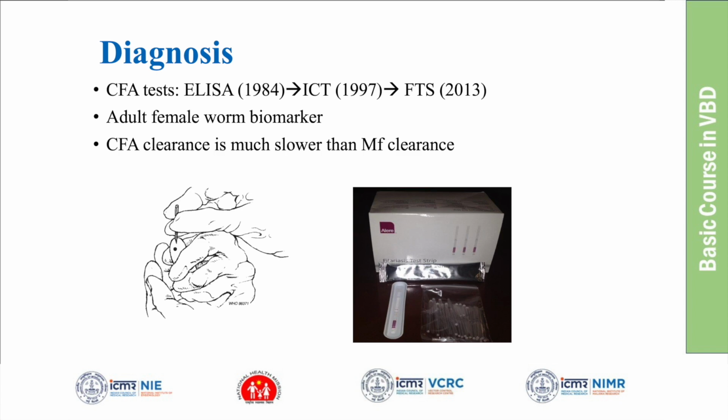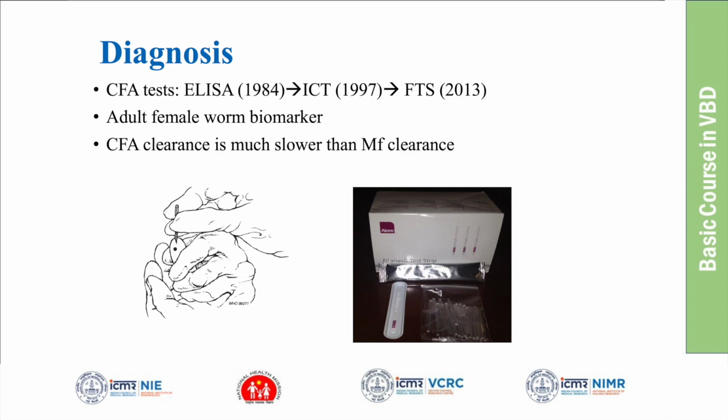One thing about this is that the antigen clearance is much slower compared to MF clearance. So even after giving treatment, people can still remain positive for antigen. But another advantage is that you need not go for MF testing for everyone. Night blood smears need not be collected from everyone. We can do the antigen testing in the daytime. Whichever individuals are positive for circulating filarial antigen, for those people you can go for the night blood smears.